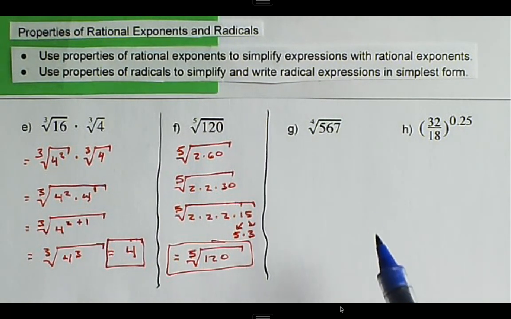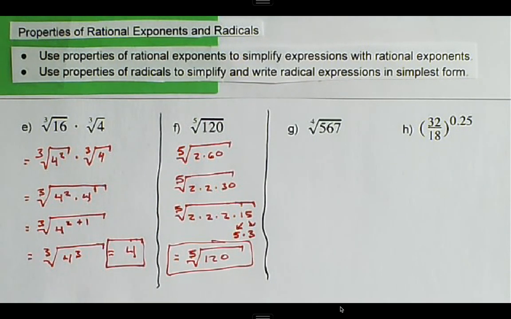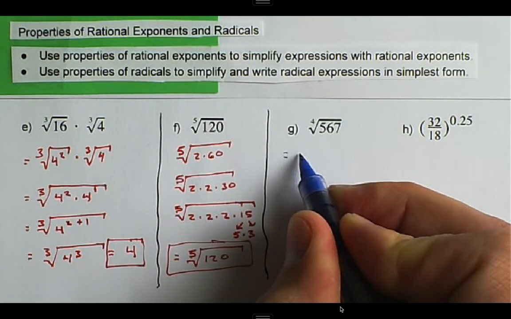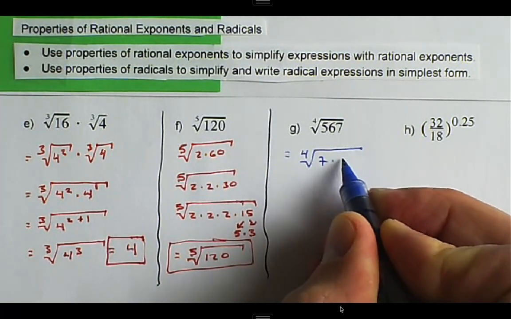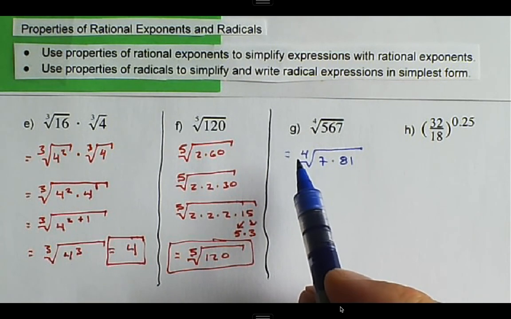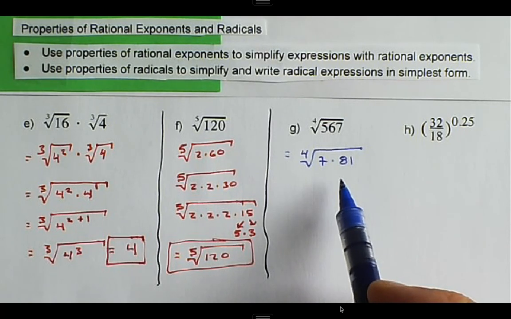Another way, we're trying to break 567 down. We can say 567 divided by 7. So in this case, we can say this is equal to the fourth root of 7 times 81. And we can do one of two things. We can know that the fourth root of 81 is 3, or we can try to break 81 down further if we don't recognize that right off the bat.